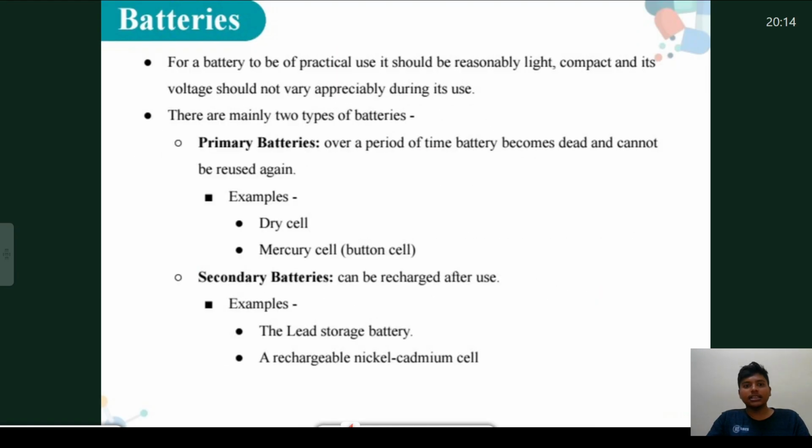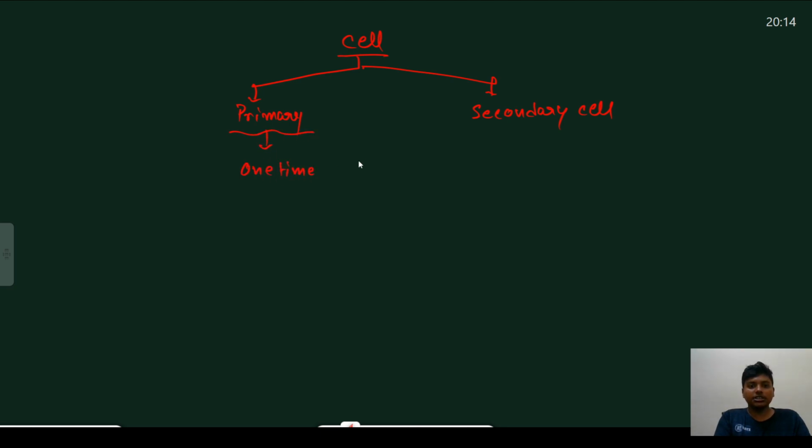Now last topic, cells. Remember, whatever cells you are using in your daily life, two types of cells are there. One is primary cell, one is secondary cell. Primary cell means one time use. You cannot recharge it. Like remote batteries, all are primary cells. Secondary cell means you can charge it. Chargeable, like your mobile battery.